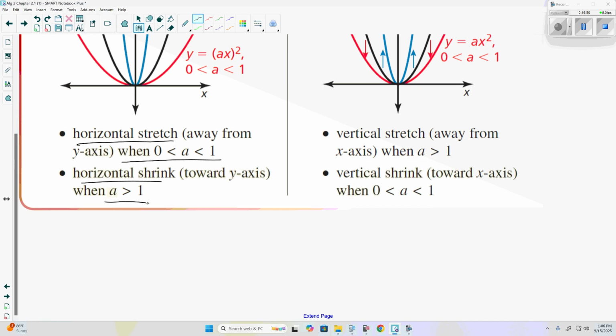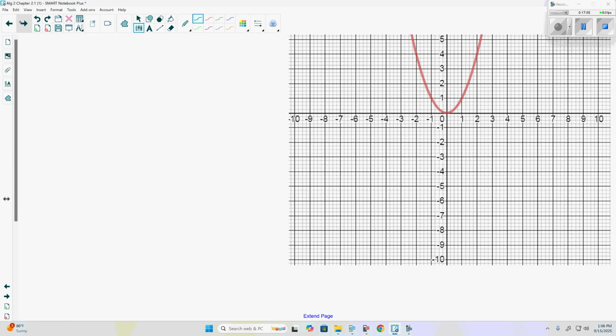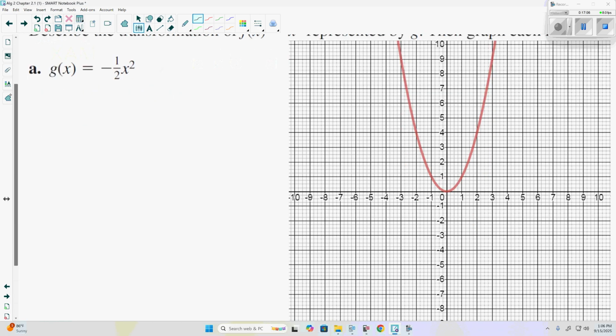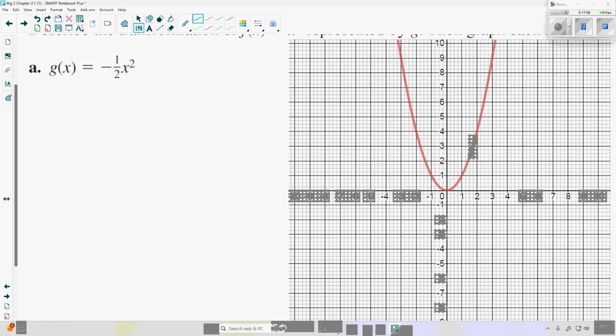Does that make sense? If we go on and flip it, we can think of it the same way we do vertical. We flip it. If it's greater than 1, it's a stretch. If it's between 0 and 1, it's a shrink. Well, let's look at some of these here.